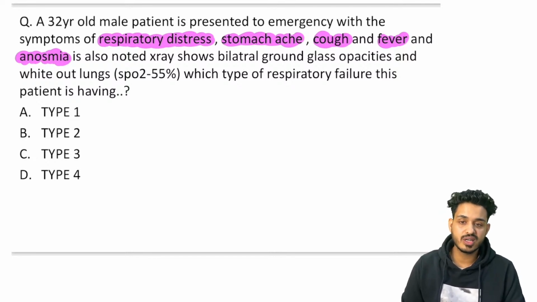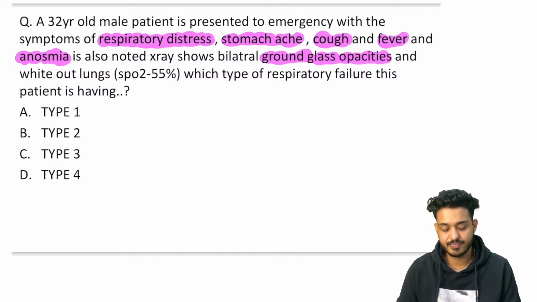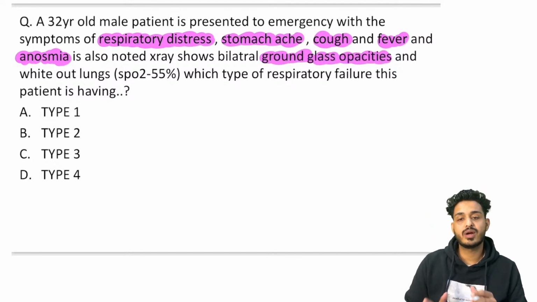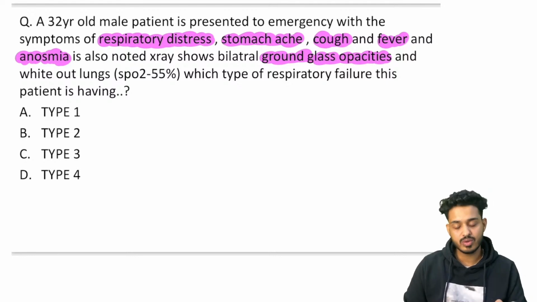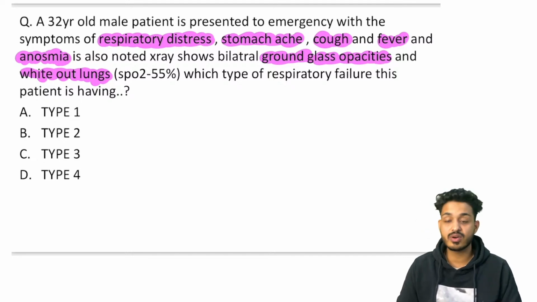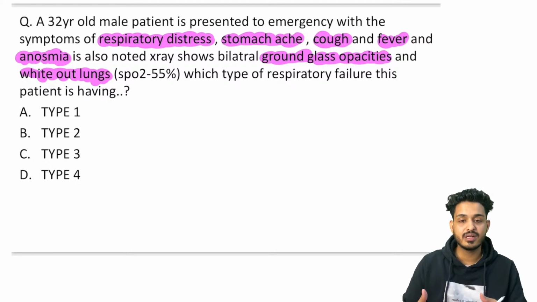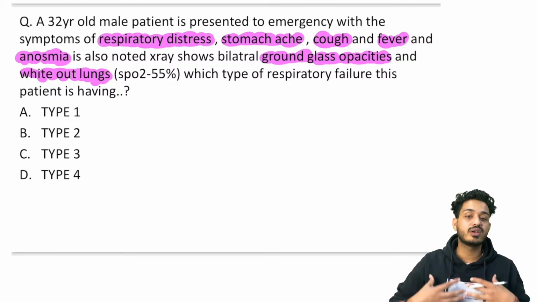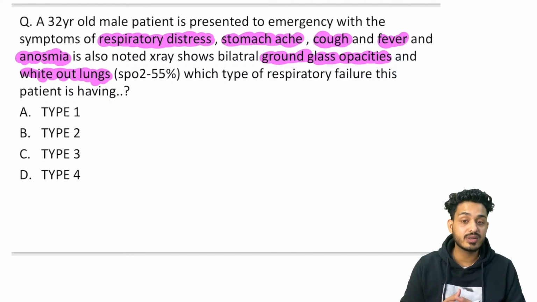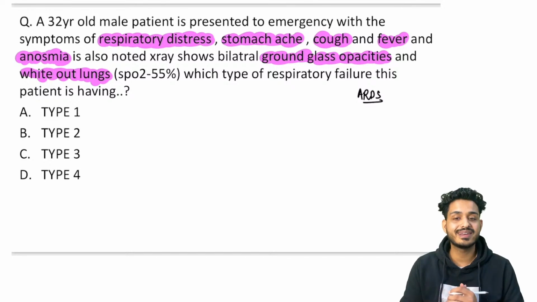And it is also noted that the X-ray is showing bilateral ground glass opacities, right? On X-rays you are having white ground glass opacities, whiteout lungs, right? This is very, very characteristic. Normally air should be present in the lungs, and it should look black, right? Air कैसे दिखती है? Black दिखती है. But if your lungs are looking white, these are known as whiteout lungs, and they are suggestive of what? ARDS, acute respiratory distress syndrome.